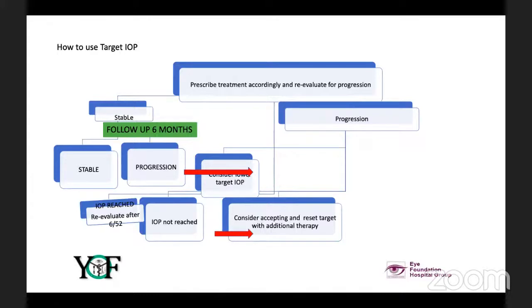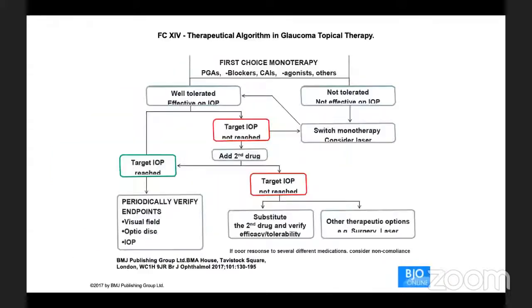If the pressure is not well controlled, or there is progression that is noticed, either from the increase in the cupping or there is more loss in the visual field, then one will consider setting the target pressure at a much lower intraocular pressure. If there is no other progression, one will maintain the lower pressure as the target. If there is further progression, there will be need to consider resetting the target and also considering other therapy for this patient.